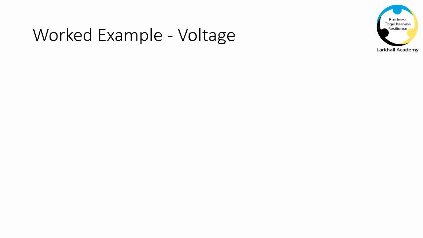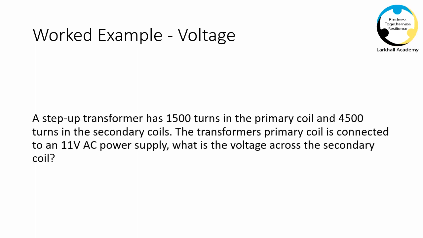So, worked example, let's have a look at this here. A step-up transformer has 1,500 turns in the primary coil and 4,500 turns in the secondary coil. The transformer's primary coil is connected to an 11 volt AC power supply. What is the voltage across the secondary coil? At this point, I'd like to take a couple of minutes and highlight the important information here.